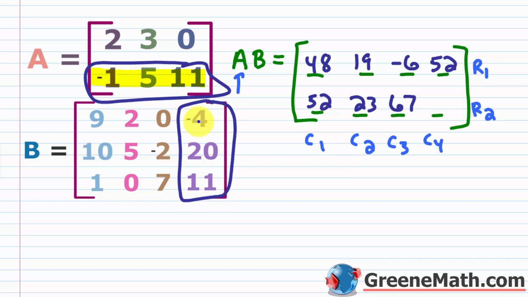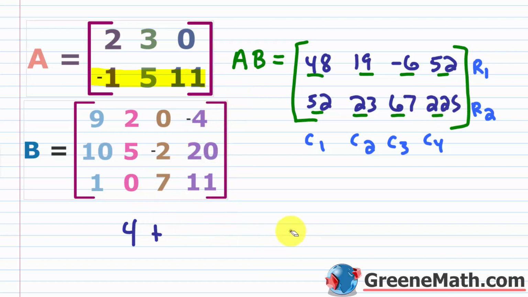So we have negative 1 times negative 4, which is 4, 5 times 20, which is 100, and then we have 11 times 11, which is 121. So if I sum all these together, I know 4 plus 121 is 125. 125 plus 100 is 225. So there we go. We found our product AB.